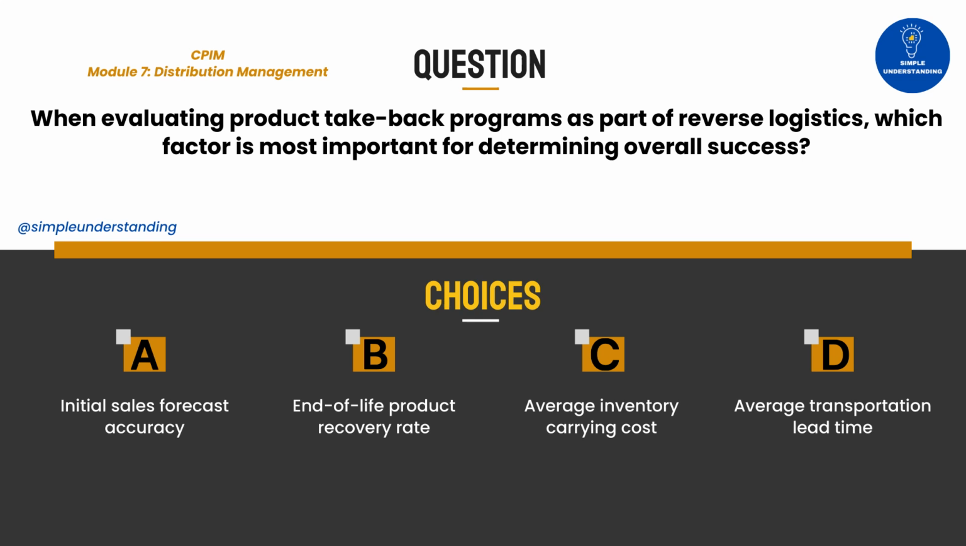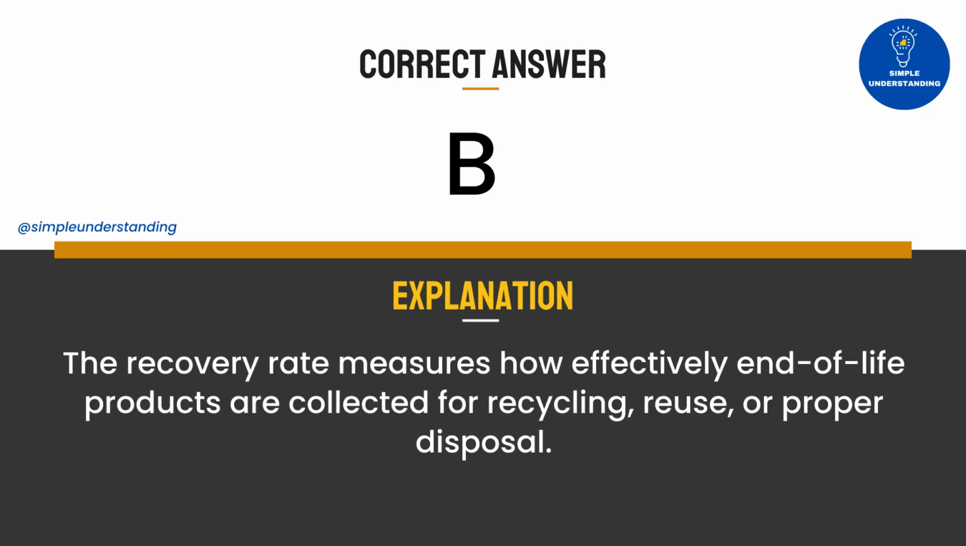Question 10. When evaluating product take-back programs as part of reverse logistics, which factor is most important for determining overall success? A. Initial sales forecast accuracy. B. End-of-life product recovery rate. C. Average inventory carrying cost. D. Average transportation lead time. Correct answer, B. Explanation. The recovery rate measures how effectively end-of-life products are collected for recycling, reuse, or proper disposal.